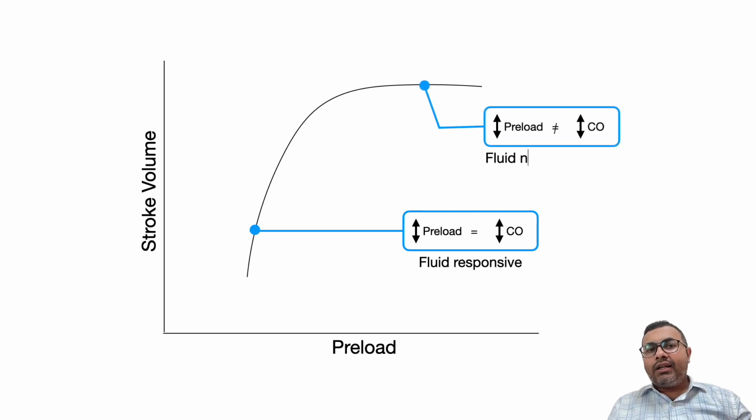If the state of the heart is in the flat portion of the Frank-Starling curve, the changes in preload will not translate into changes in cardiac output. A patient at this stage will not be responding to fluid.